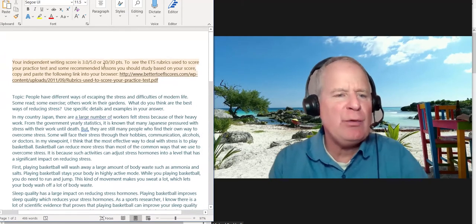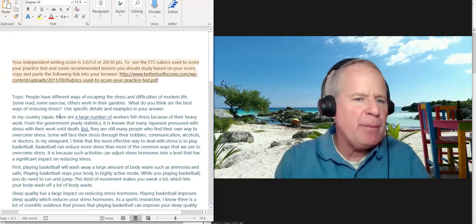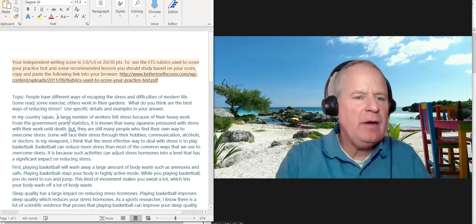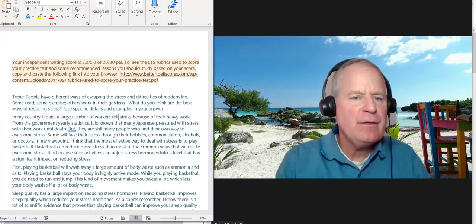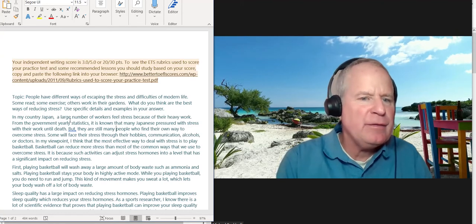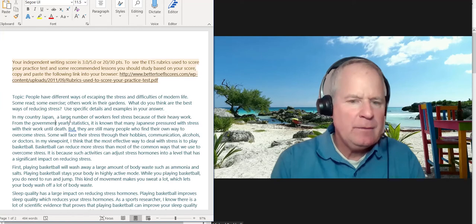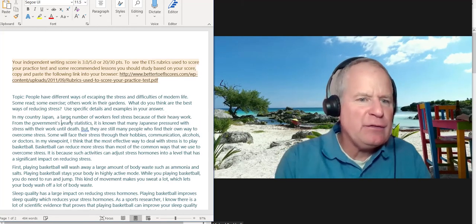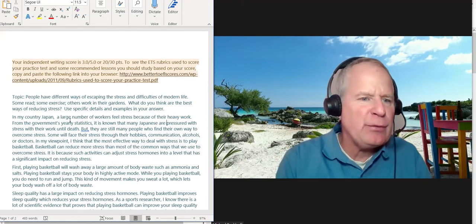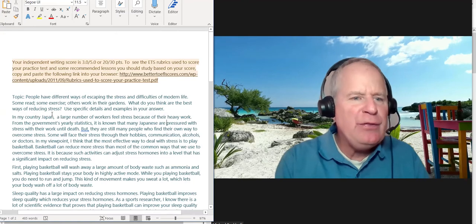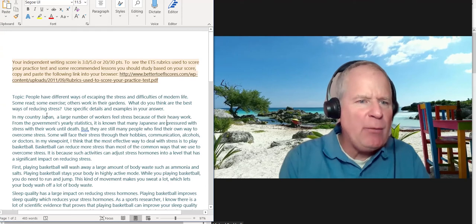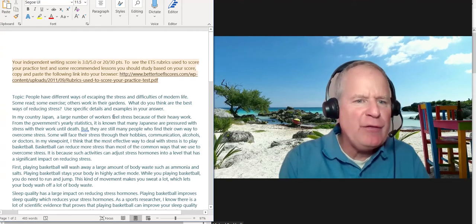So I think you need a little bit better structure, and then you have quite a few language use issues. I'll just give you one example in the beginning. It says, in my country, Japan, instead of there are, you could probably say, a large number of workers, I would just put feel stressed because of their heavy work. From the government's yearly statistics, it is known that many Japanese, you forgot to put, are pressured, passive voice, with stress from their work until death. So in this case, in that one sentence there, you have a problem with the verb here.